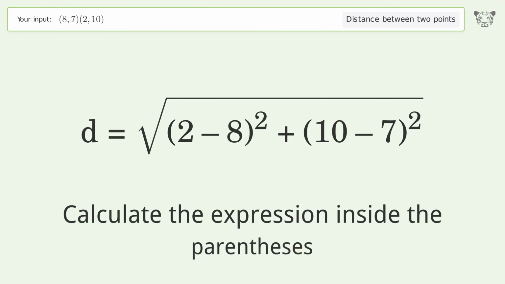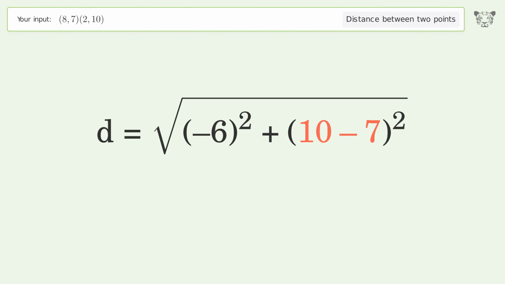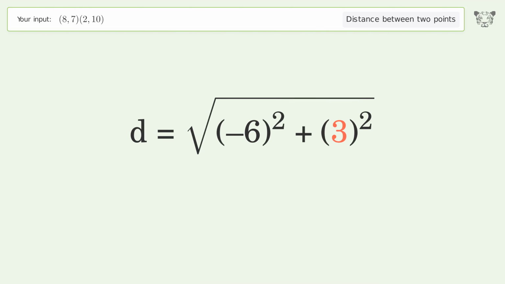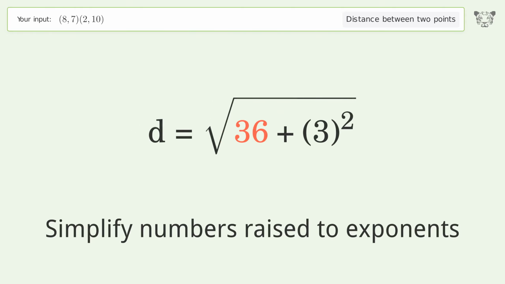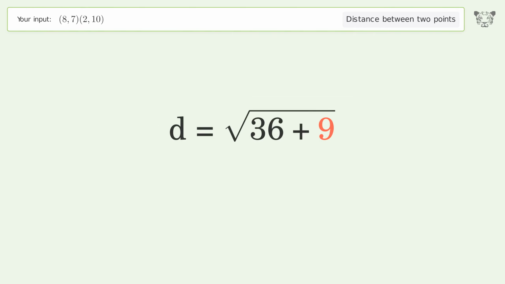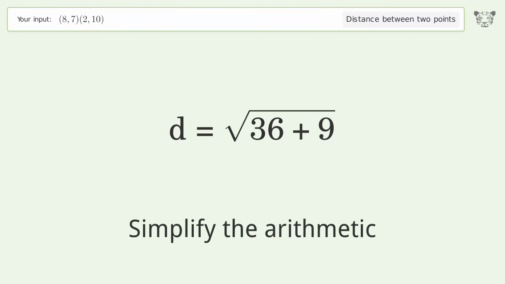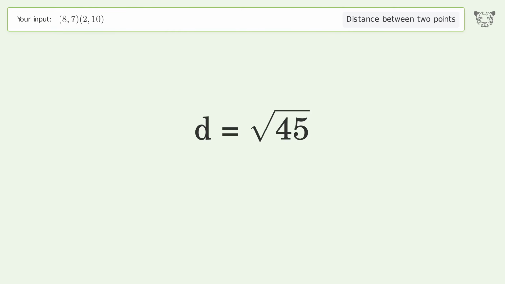Calculate the expression inside the parentheses. Simplify numbers raised to exponents. Simplify the arithmetic. And so the distance between the 2 points is the square root of 45, or 6.708.